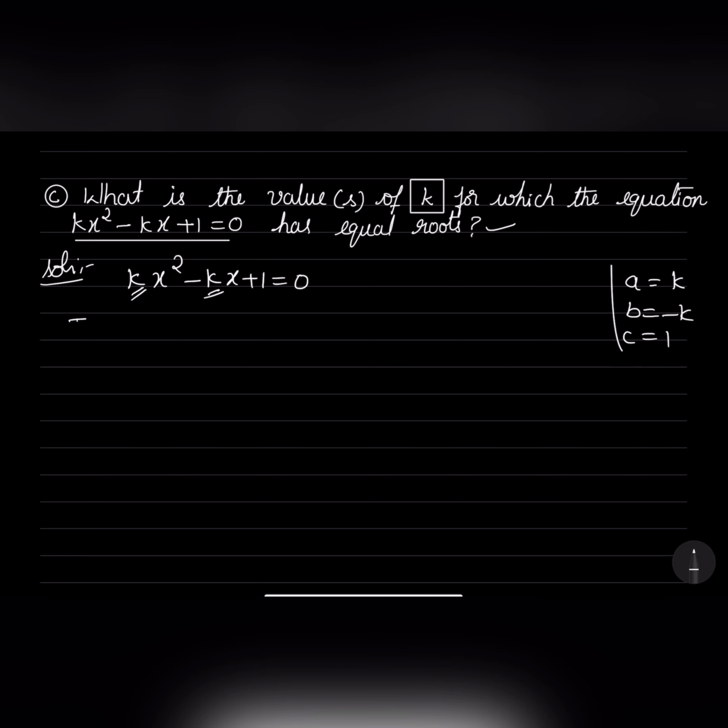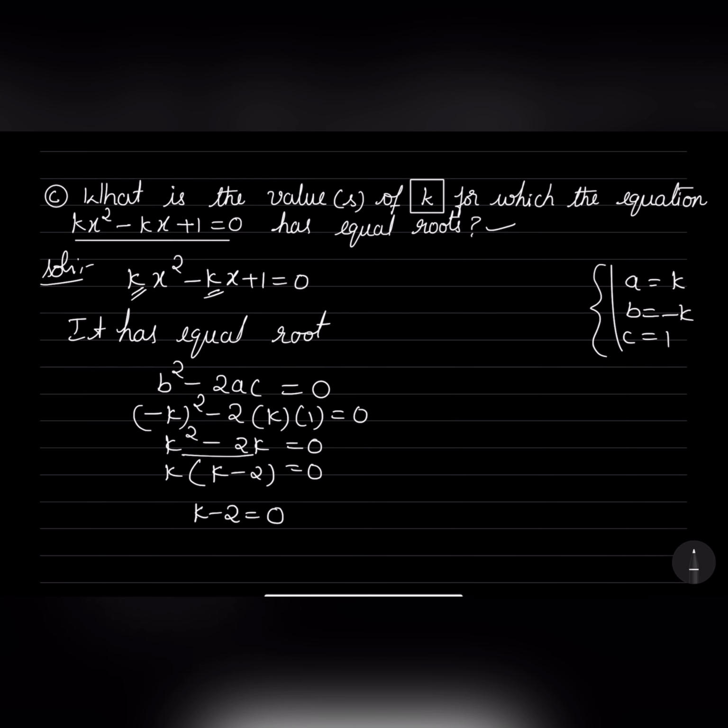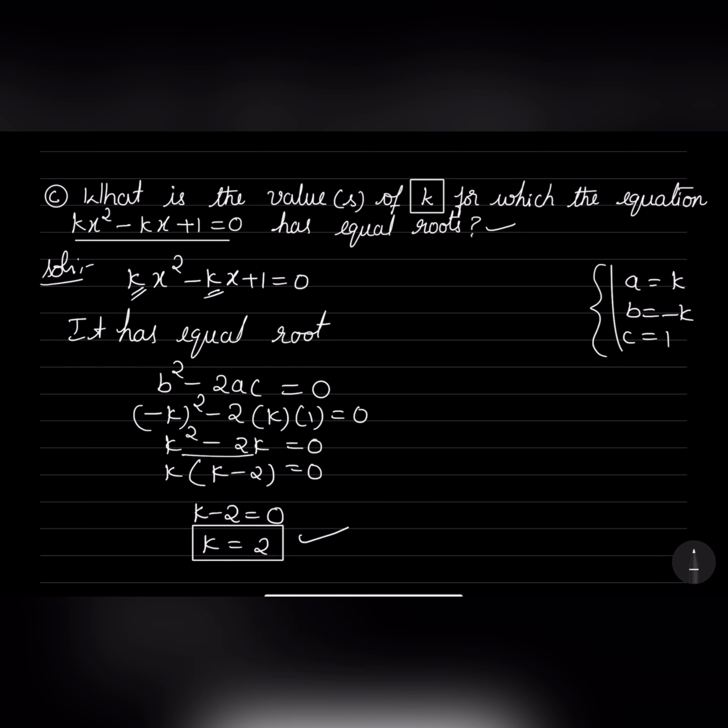Now it has equal roots. When it has equal roots, then the discriminant b square minus 4ac will be equal to 0. Let us substitute these values in the equation. We get minus k whole square minus 4 into k into 1 equal to 0. Therefore, k square minus 4k equal to 0, and k is a common factor. So, k into k minus 4 equal to 0. So, k equal to 0 or k minus 4 is equal to 0. So, we take k minus 4 equal to 0. So, k is equal to 4. So, the value of k is 4. For this value, the equation will have equal roots.